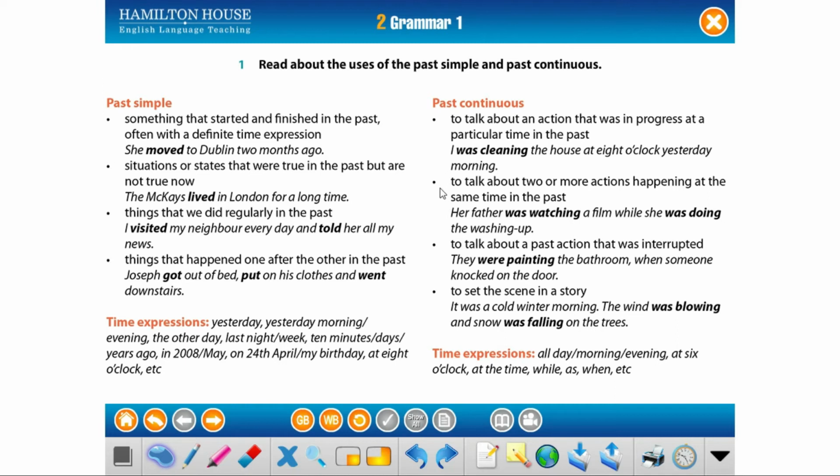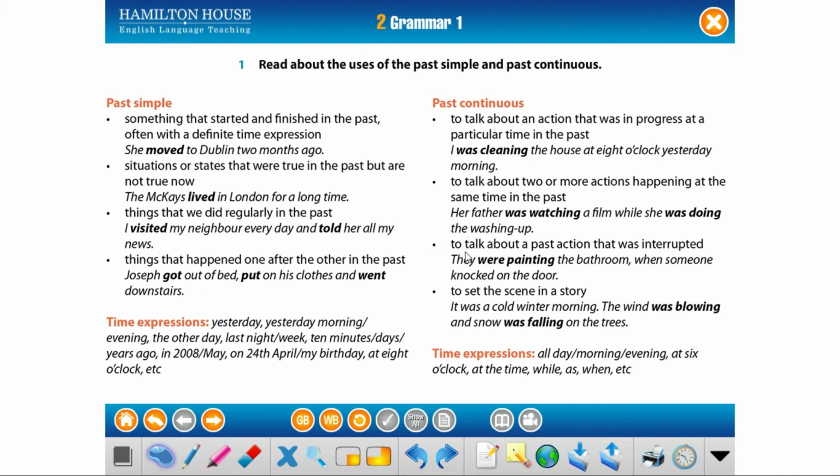The other use is to talk about two or more actions that were happening at the same time in the past, like this one: Her father was watching a film while she was doing the washing up. This is pretty common to use, because I could say, yesterday I was giving my English lesson while my sister was watching TV. That means that at the same time we were doing two different actions.